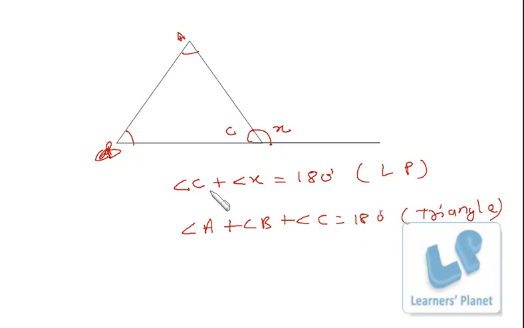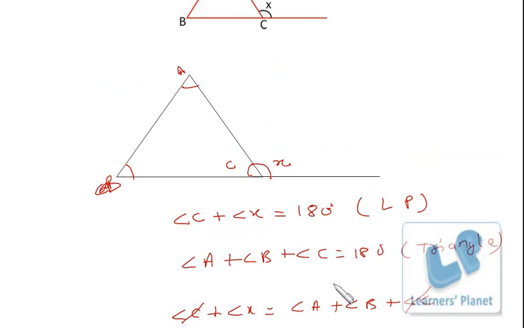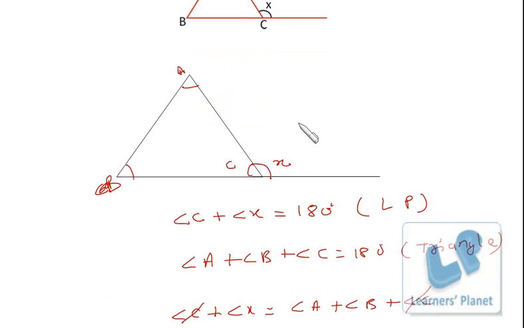Now angle C plus angle X is 180 degrees, and angle A plus angle B plus angle C is 180 degrees. This is 180 degrees, this is 180 degrees. That means we can equate them. So angle C plus angle X is equal to angle A plus angle B plus angle C. That means angle C and angle C are cancelled. That means angle X is equal to angle A plus angle B. That means this angle is equal to the sum of this angle and this angle, right? So if a side of a triangle is produced, the exterior angle so formed is equal to the sum of the two interior opposite angles. So that's pretty simple.